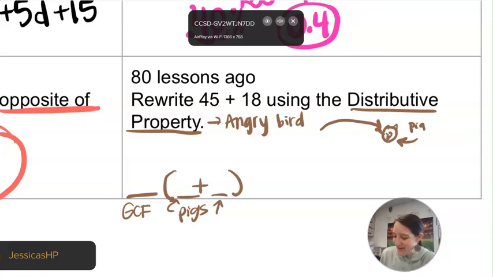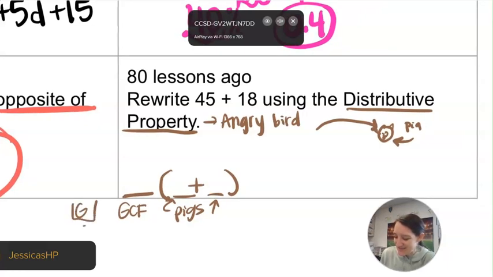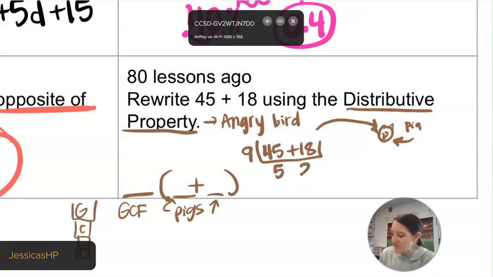How do we find the greatest common factor? Greatest common factor, we birthday cake it up. So 45 plus 18, I can pull out a 9. 9 times 5 is 45, 9 times 2 is 18, 5 and 2, well 2 is prime, so I think we're done, huh? So that means the greatest common factor is 9, and the pigs inside are 5 and 2.